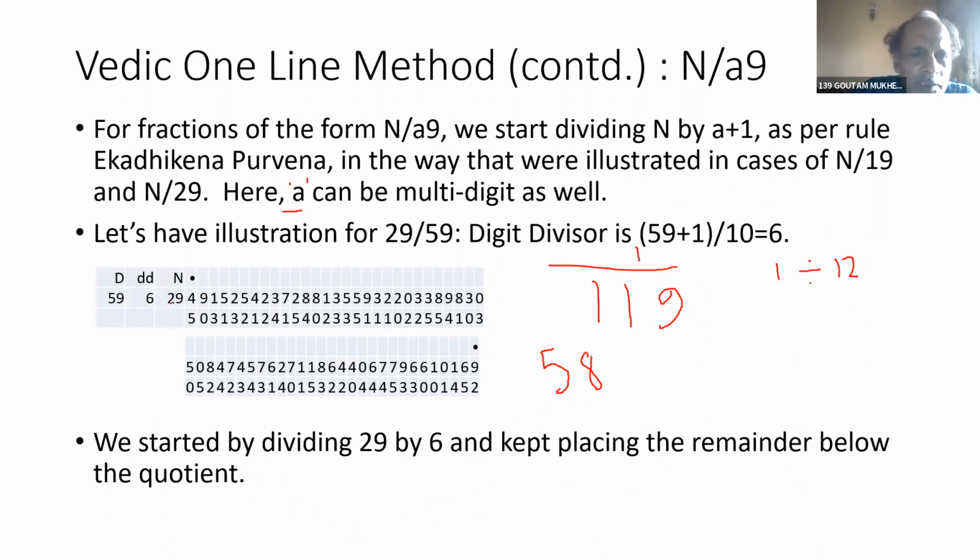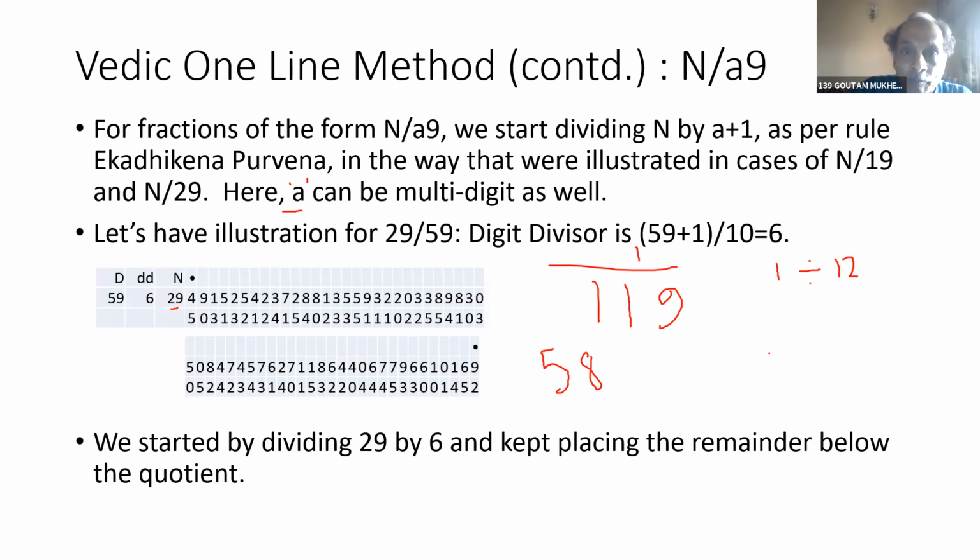So here I showed 29 by 59. See, start with 9. 9 is the last digit, but there is a carry. This 29, carry is 2. So I have to multiply by 6. 6 9s are 54, plus this 2 is 56. I write 6 here and 5 here. Again, 6 6s are 36 plus this 5 is 41. So I write 1 and this carry I write here. So this carry goes on like this.